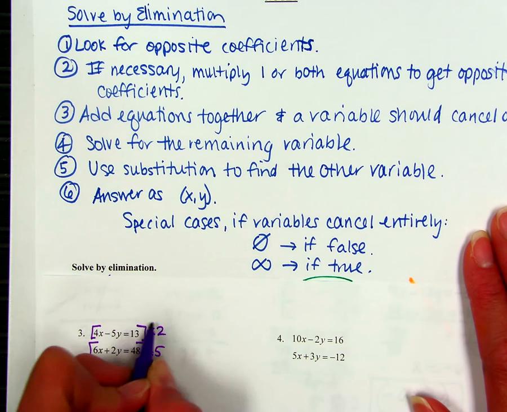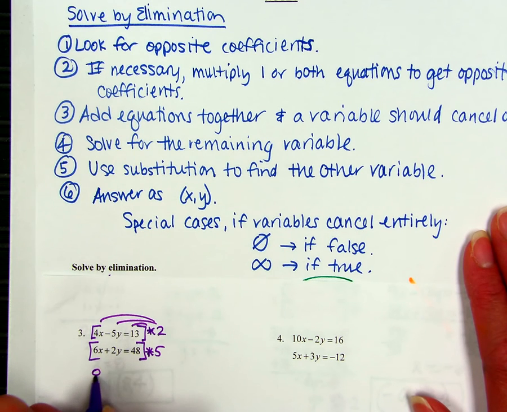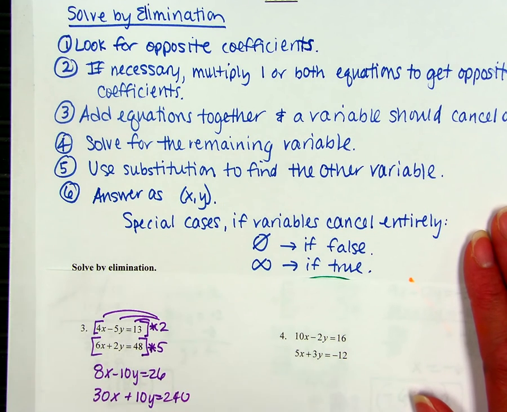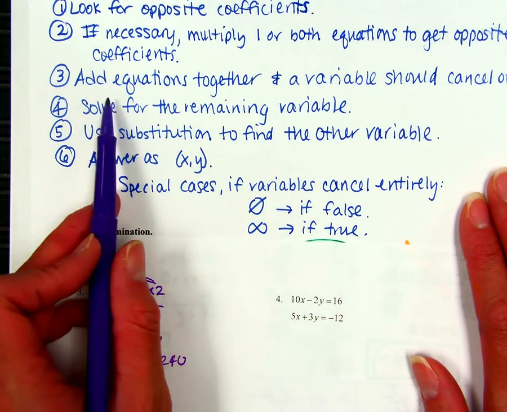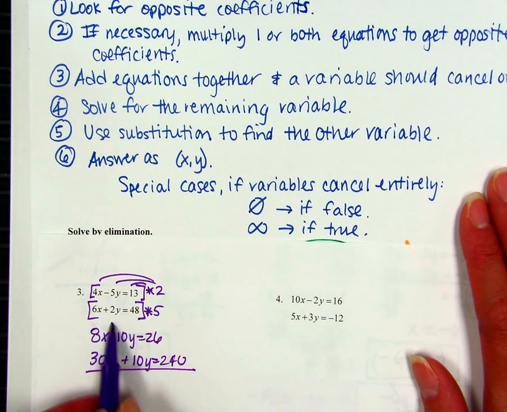So I'm going to distribute. Make sure you multiply everything by 2. So 8x minus 10y equals 26, and 30x plus 10y equals whatever 48 times 5 is, which is 240. All right, once I have opposite coefficients, I'm going to add my equations together. And if you do that, one of your variables should cancel. So I have 38x equals 266. Then do 266 divided by 38, and you get x equals 7.